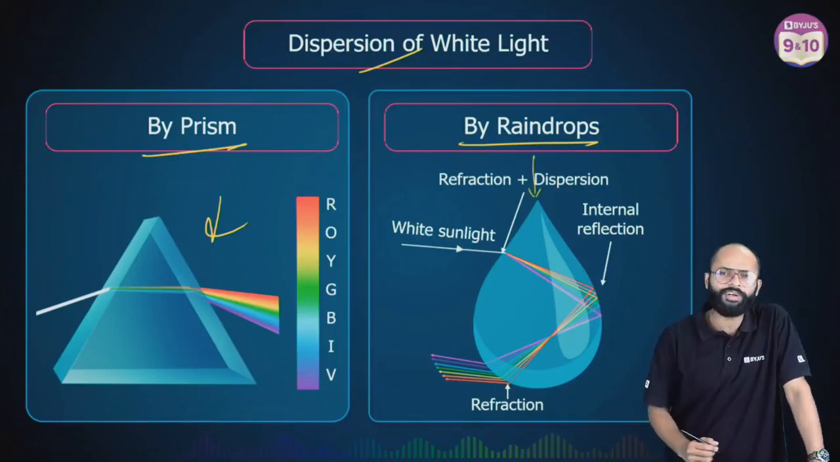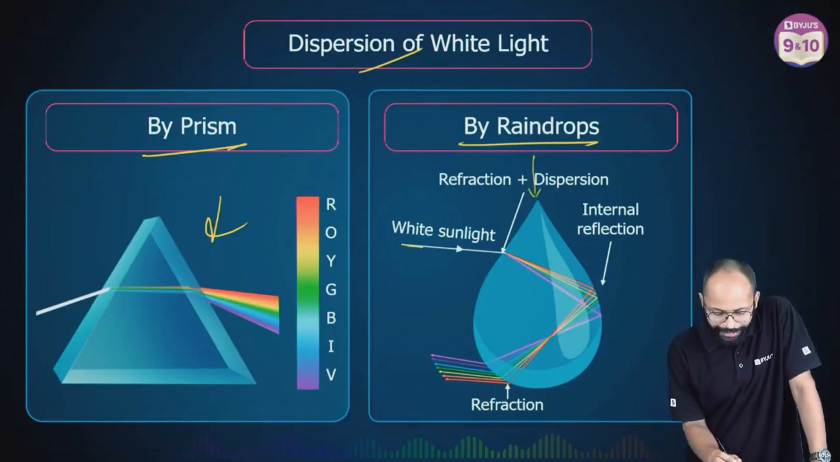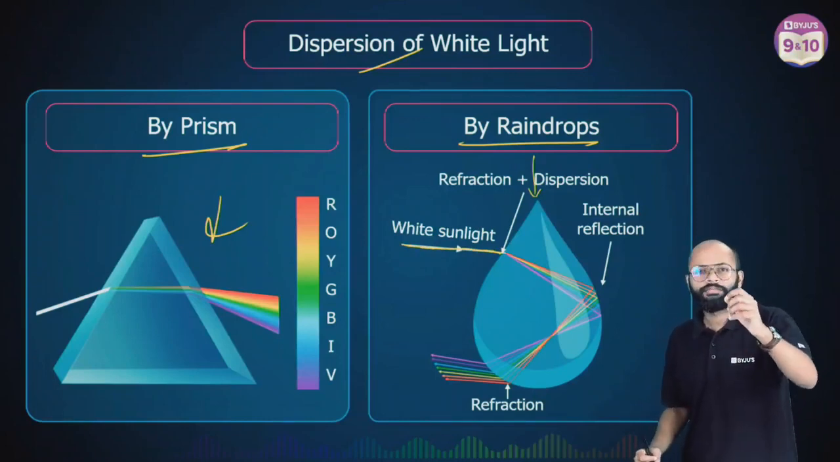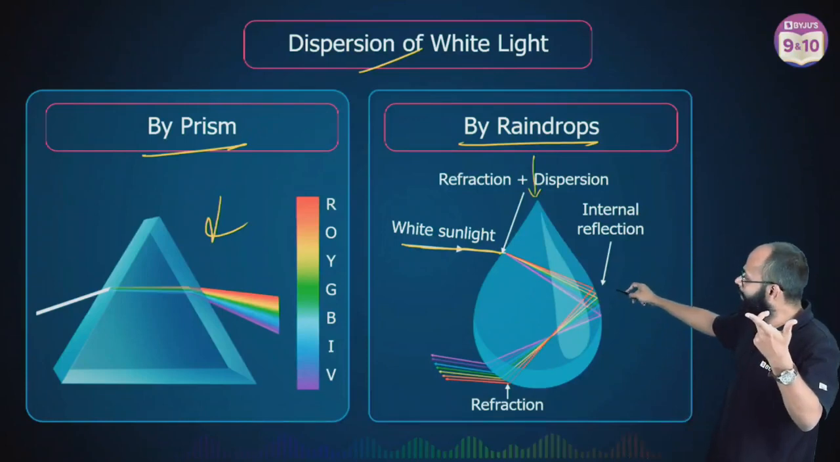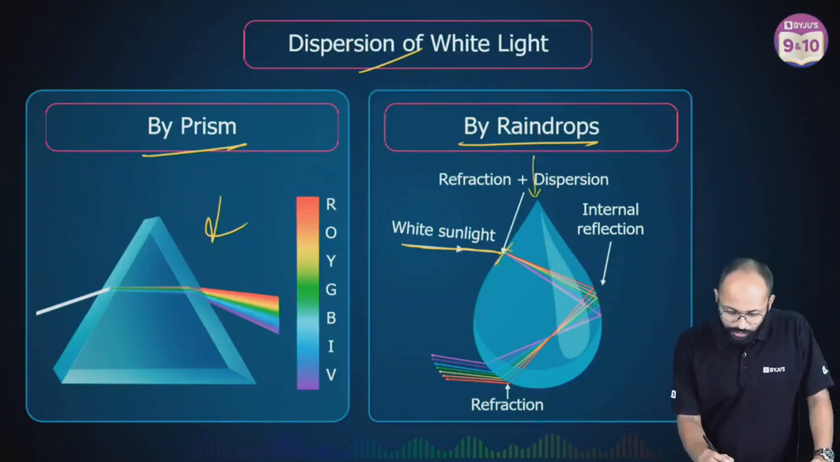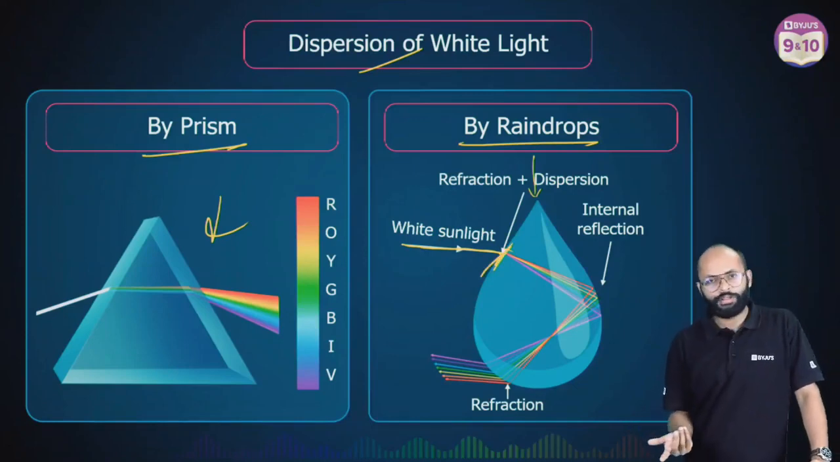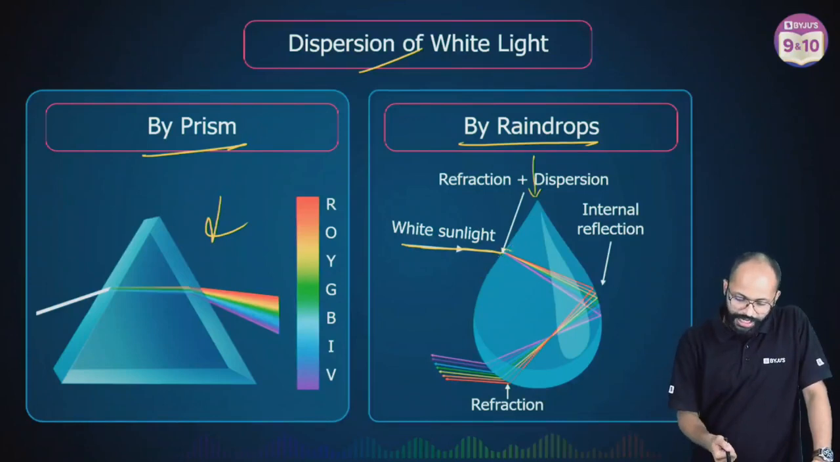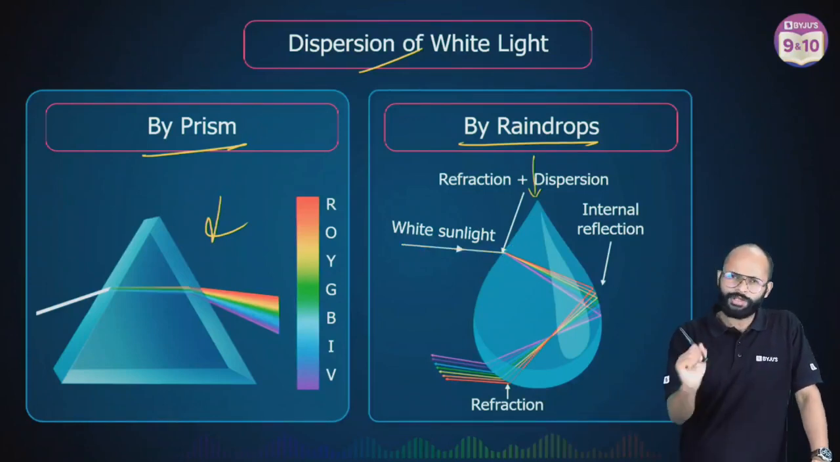This is the shape of a raindrop. First, white light falls on the raindrop. ठीक है? क्या हो जाता है? It refracts, but every color will bend differently. True? Splitting हो जाएगा, right? So what is happening on this face? There is refraction also and there is dispersion also. Very good, right? On this face we have refraction also and dispersion also.